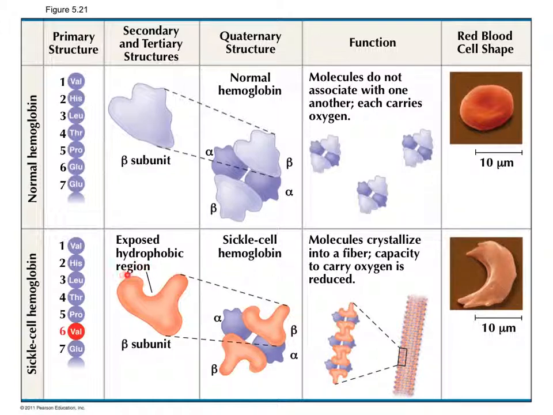Now the folding is different, and you have this hydrophobic region. Valine is hydrophobic, where glutamine was not. So the hydrophobic beta subunits actually bind together with hydrophobic interactions. This means that they form these crystals. This doesn't allow them to carry oxygen well. When oxygen is removed, it makes the red blood cells this funny sickle shape, which means they don't get through capillaries very well and can clog those up, and it's very painful, and this causes what we call sickle cell disease.